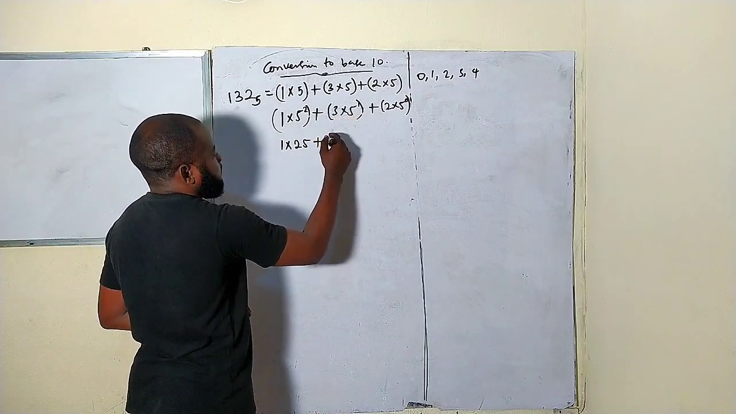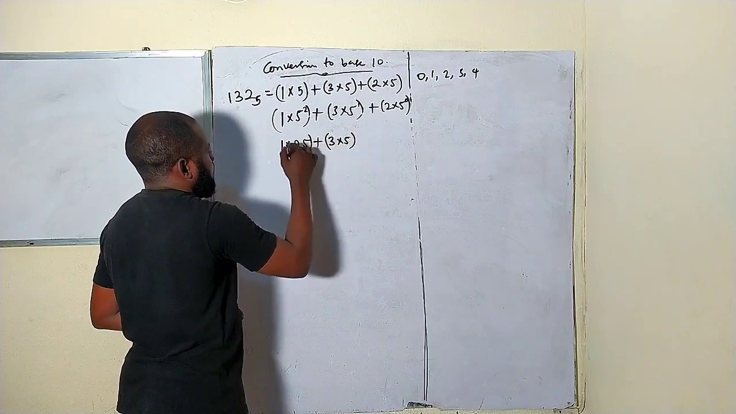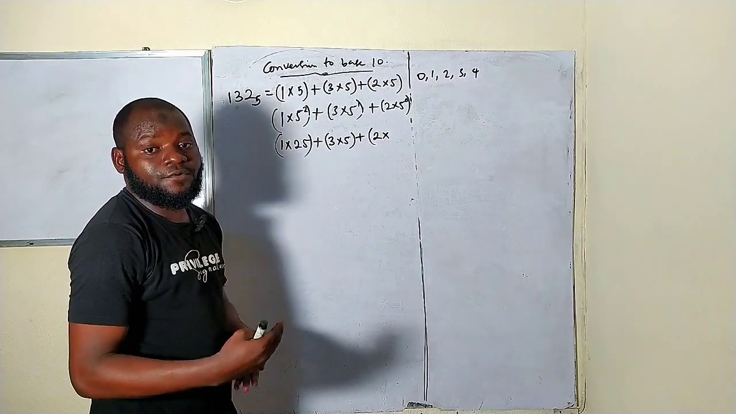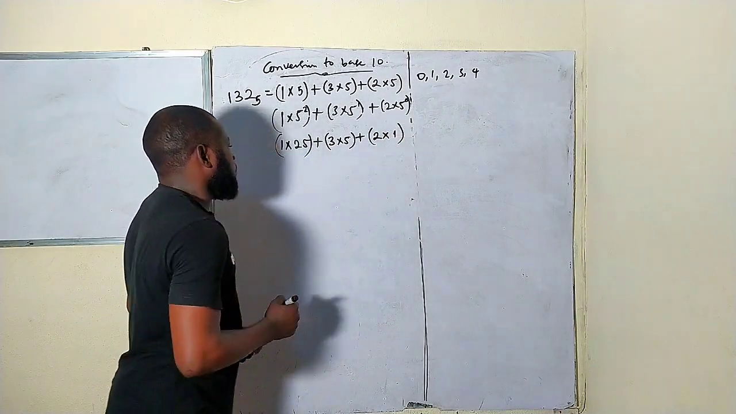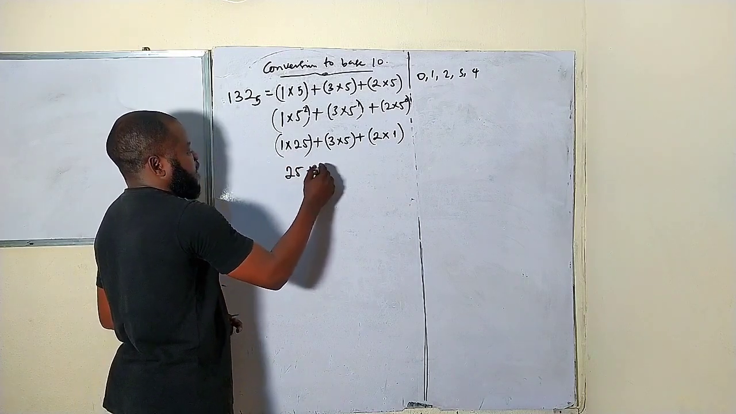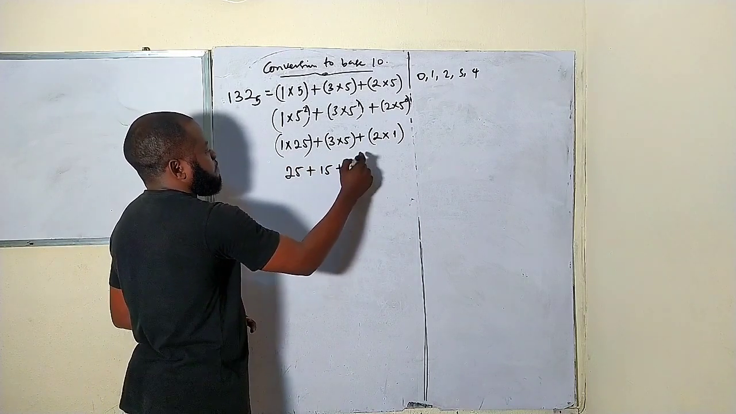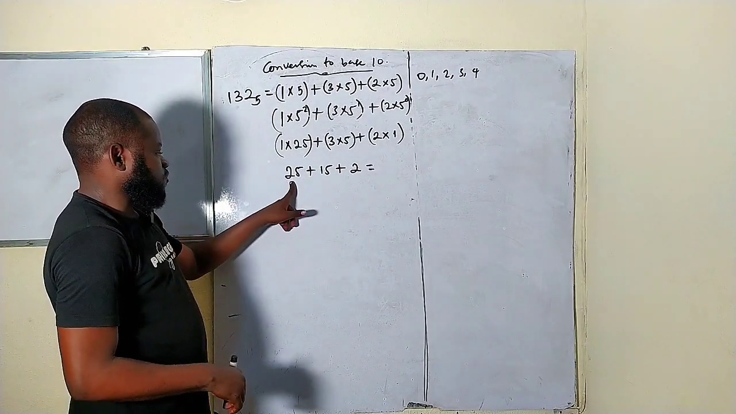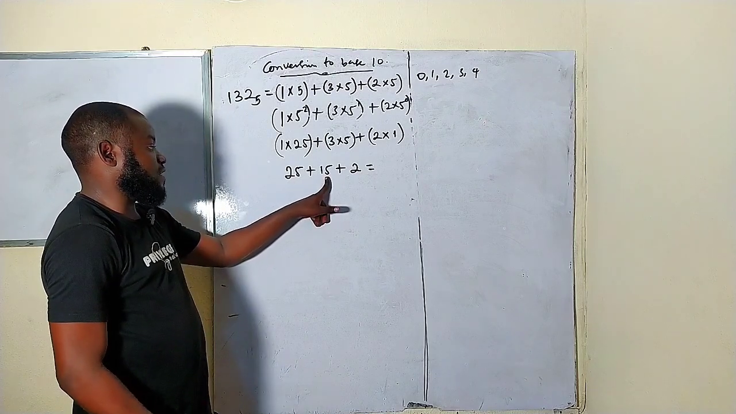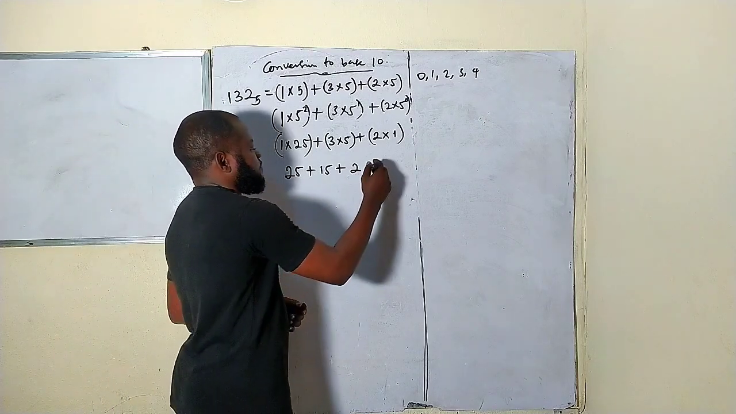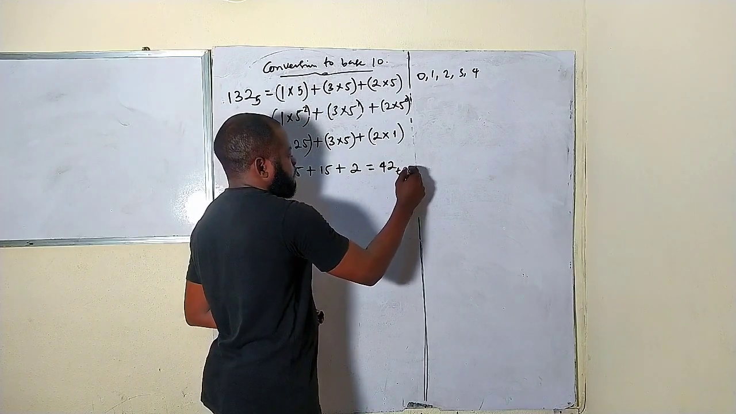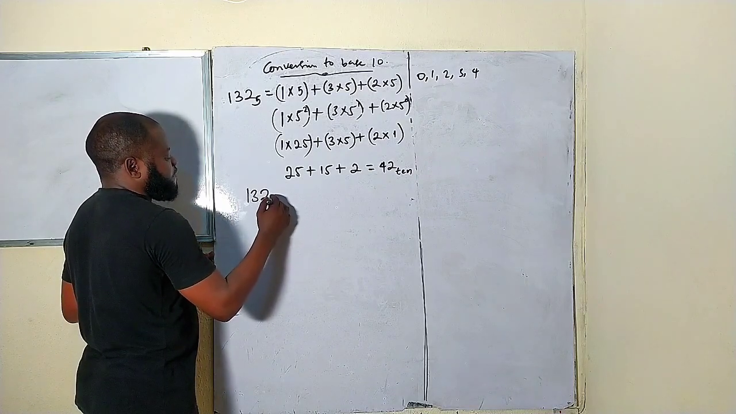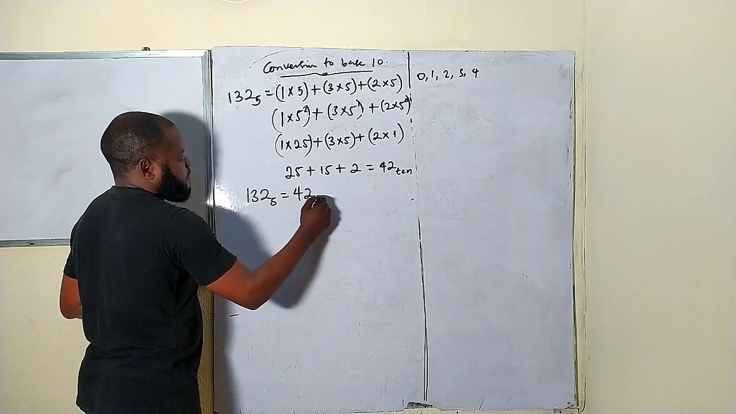Now this one is still 5, so we leave it as 3 times 5. Plus anything raised to the power of 0, provided that thing is not 0, the result is 1. So 1 times 25 gives us 25, plus 3 times 5, that's 15, plus 2 times 1, that's 2. So what will be our result, guys? 25 plus 15 gives us 40, right? And plus 2, that's 42 in base 10. So 132 in base 5 is equal to 42 in base 10.